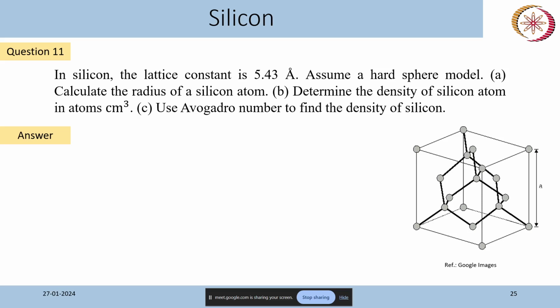Part B, determine the density of silicon atoms in atoms per centimeter cube. Yeah, it is per centimeter cube. Sorry for this. Okay.